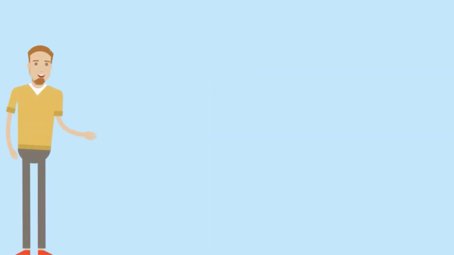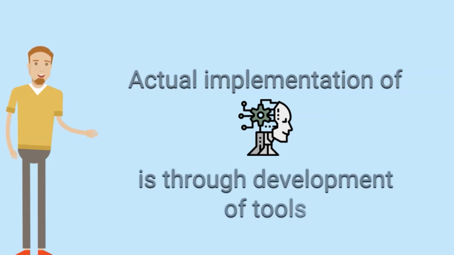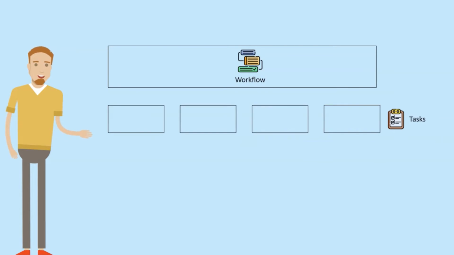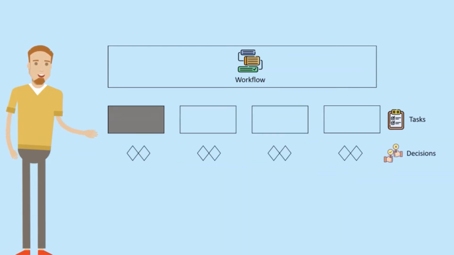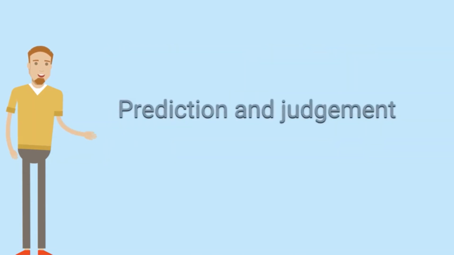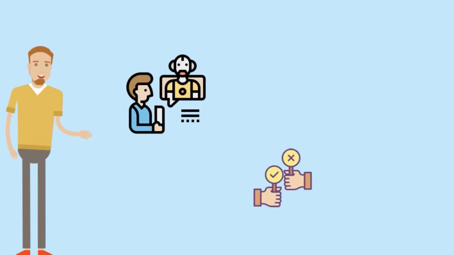The actual implementation of AI is through the development of tools. These workflows consist of tasks, which are collections of decisions. AI may shift the emphasis of specific skills required for a particular job and lead to the reconstruction of jobs with certain tasks added and others removed. In the context of architecture, people will be able to spend more time on decision making rather than drawing up floor plans. Also, prediction and judgment are complementary. When the use of prediction increases, the value of judgment rises.